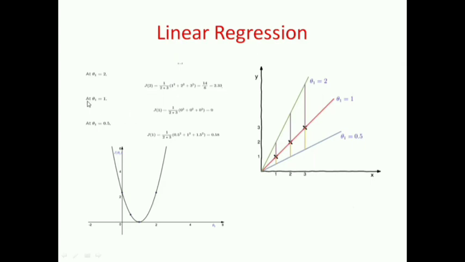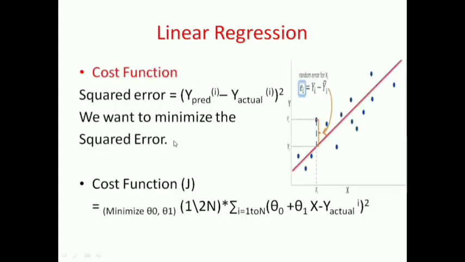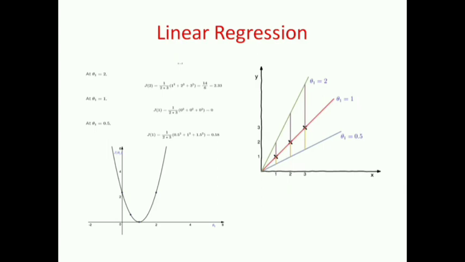Similarly, for theta 1 equal to 1, the value of the cost function comes to be 0. And for theta 1 equal to 0.5, the value of the cost function comes to be 0.58. Similarly, you can try different values of theta 1 and plot it, and you will find that it gives you a parabola kind of pattern. That is also understood from this equation of the cost function.